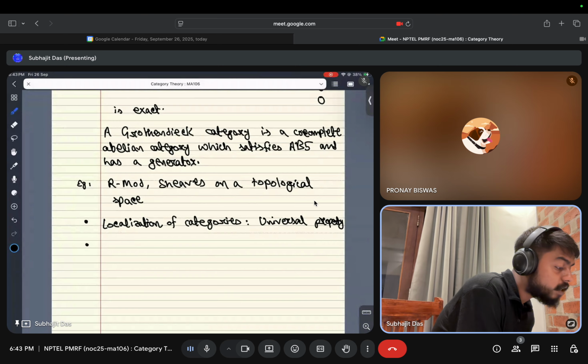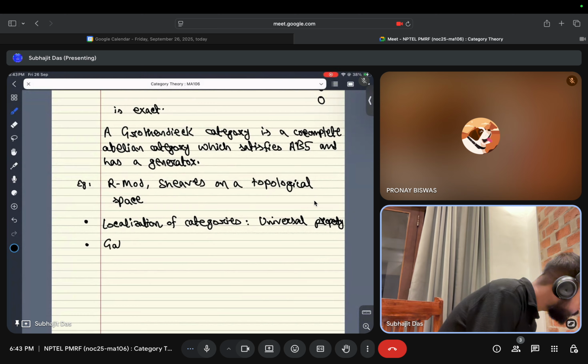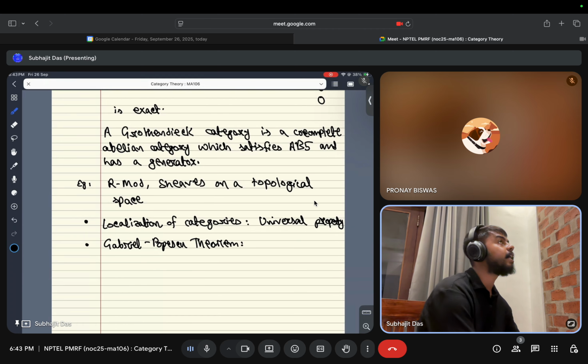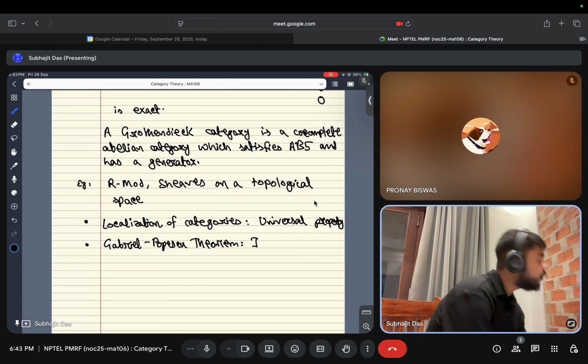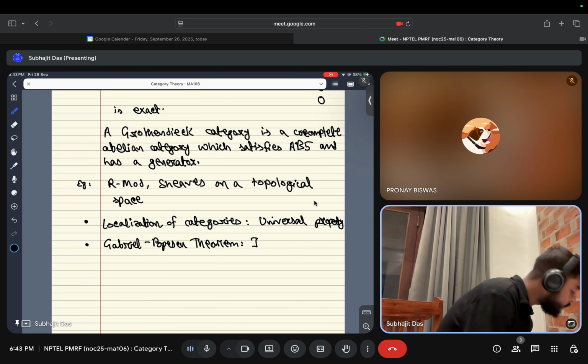Okay. What else was covered? Gabriel-Popescu theorem. I'll just mention what it does because I'm sure the statement was covered. What does it say? It essentially identifies Grothendieck categories as localizations of module categories, categories of modules over a ring.